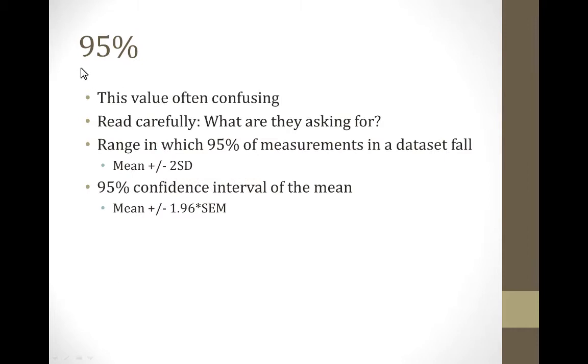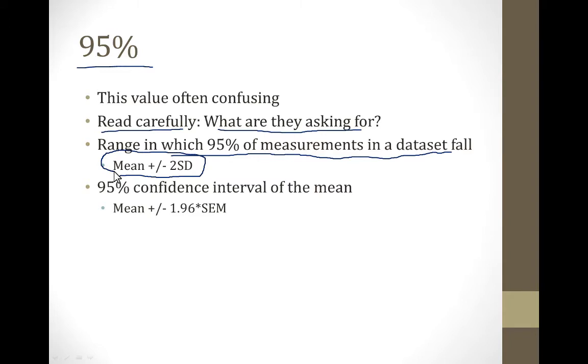So when you see the number 95% in a question stem, don't get confused. Read the question very carefully. What are they asking for? If they say, what is the range in which 95% of the measurements in a data set fall, then they're looking for the mean plus or minus 2 standard deviations.